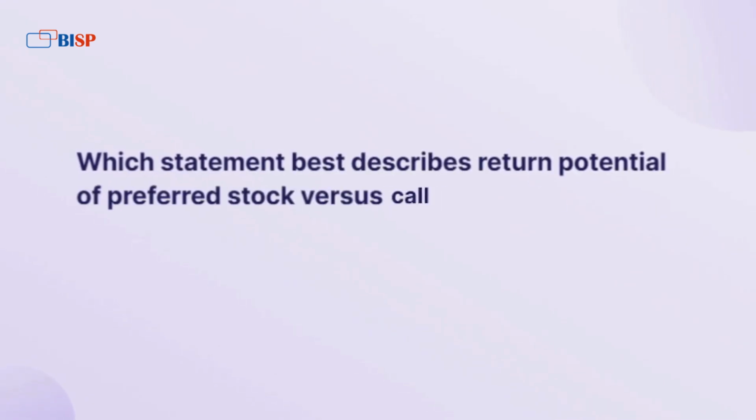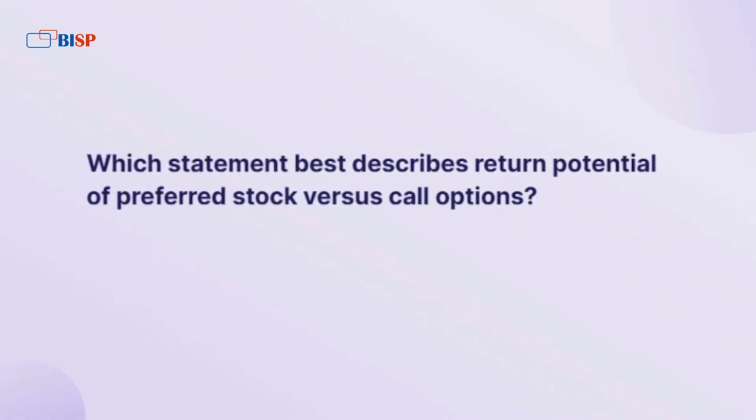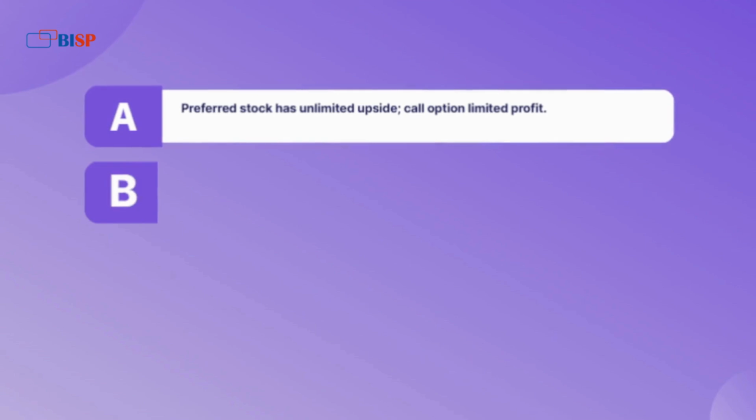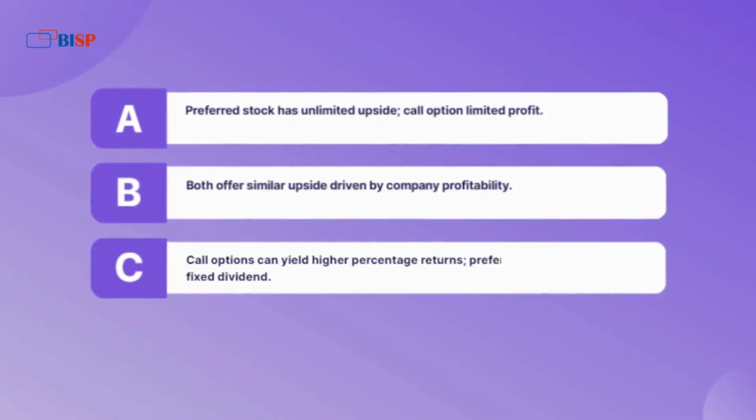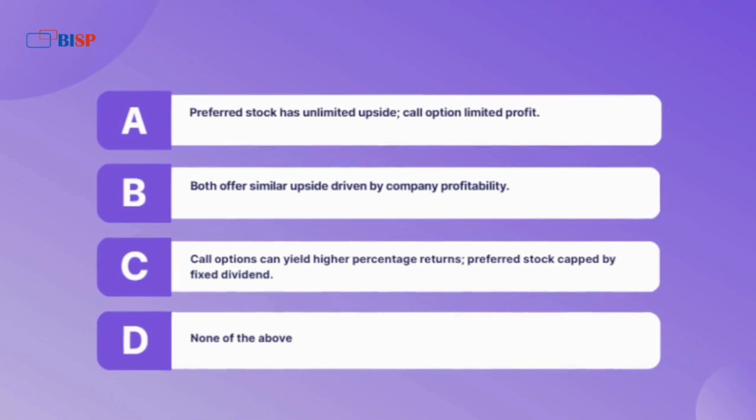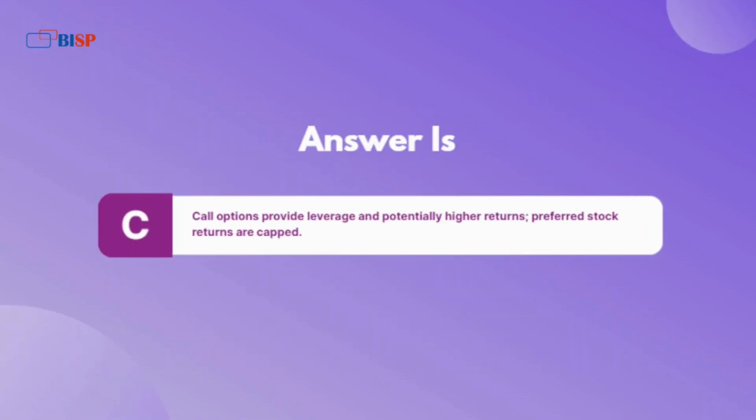Which statement best describes return potential of preferred stock versus call options? A. All preferred stock has unlimited upside, call option limited profit. B. Both offer similar upside driven by company profitability. C. Call options can yield higher percentage returns, preferred stock capped by fixed dividend. D. None of the above. Answer is C. Call options provide leverage and potentially higher returns. Preferred stock returns are capped.